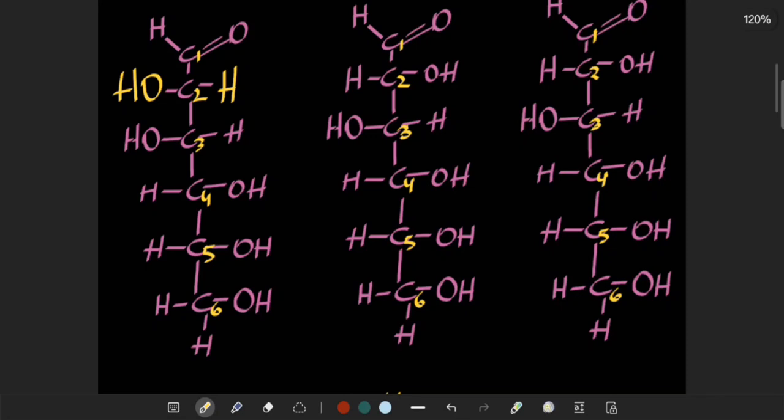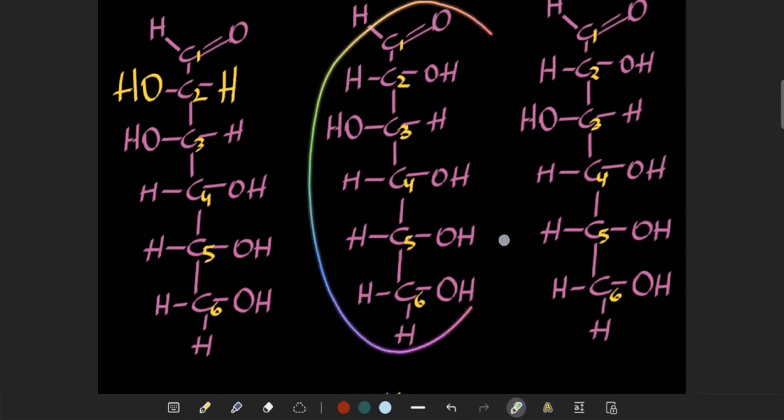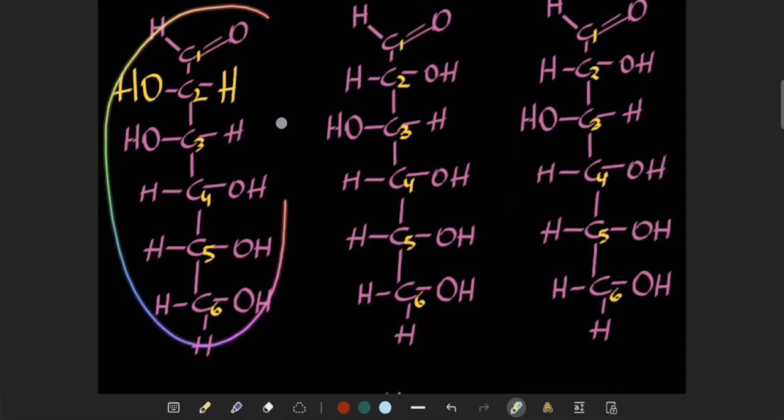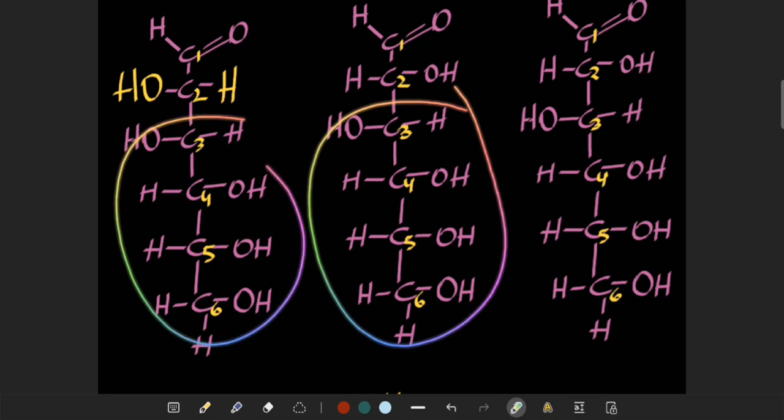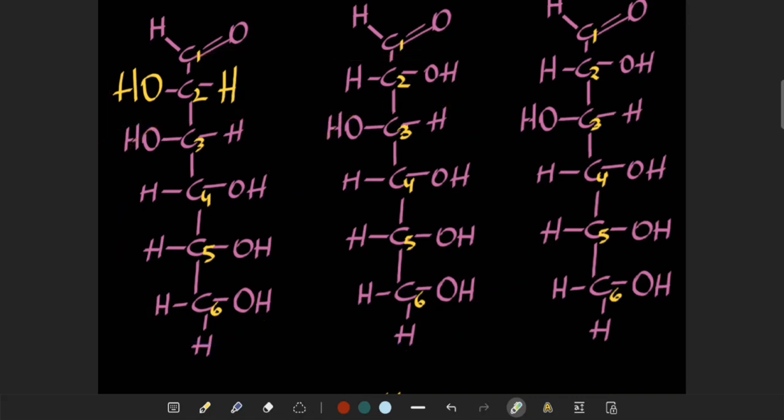If you compare the glucose and this particular compound, we are able to see that everything is the same: the chemical formula, the number of atoms, the type of spatial arrangement of other atoms are the same except for carbon number 2. So I've changed carbon number 2. This is the only difference, and carbon number 2 is a chiral carbon.